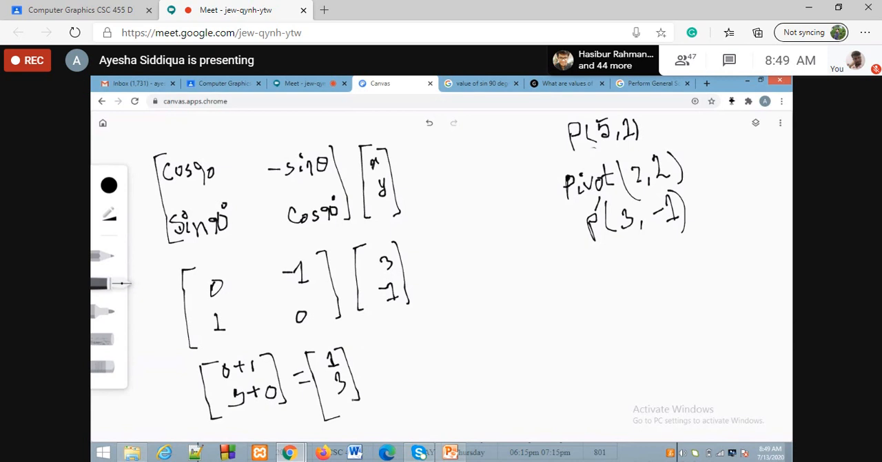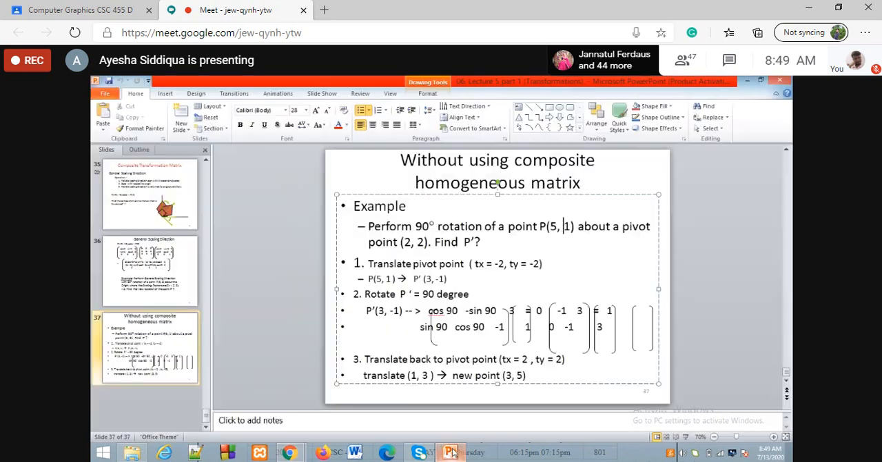So now see, since you have performed the subtraction of the pivot point, so again you have to take back to the pivot point. That means you have to add this pivot point along with this. So what we have, see 1 and 3, then again translate back to the pivot point. That is, you have to add the value for tx and ty. Then you will get the new coordinates.